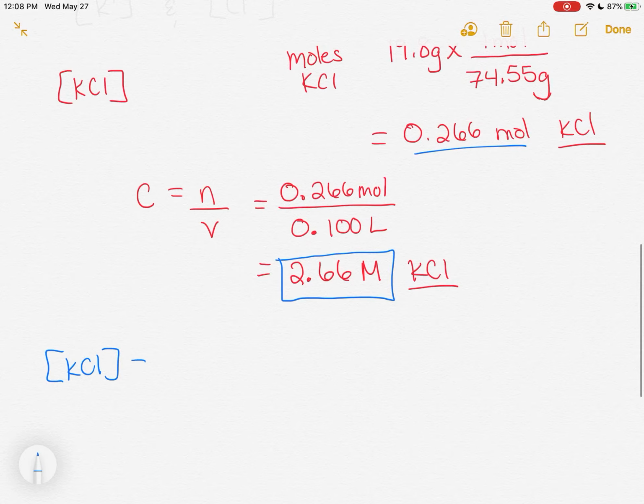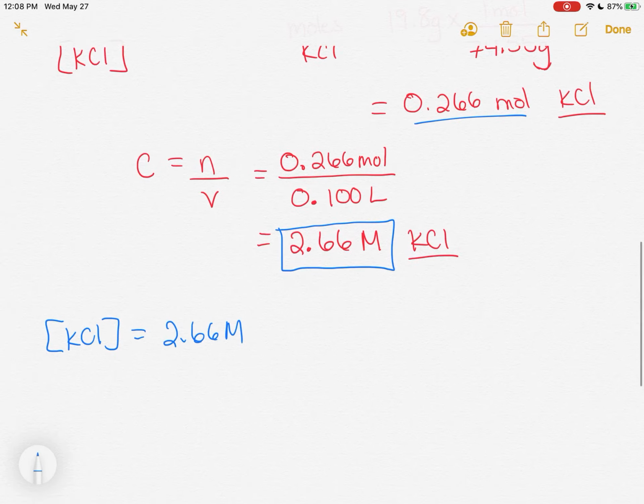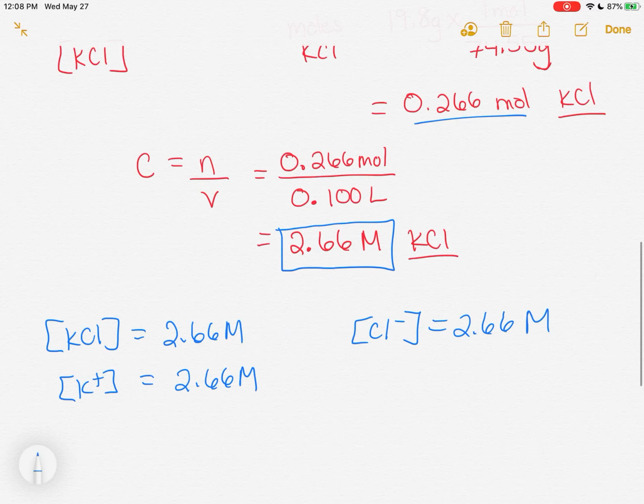So if the concentration of potassium chloride is 2.66 moles per liter, then so is the concentration of potassium ion, and so is the concentration of the chloride ion. And that's because they are 1 to 1 in our reaction. Okay, so in our reaction, they have a 1 to 1 mole ratio.